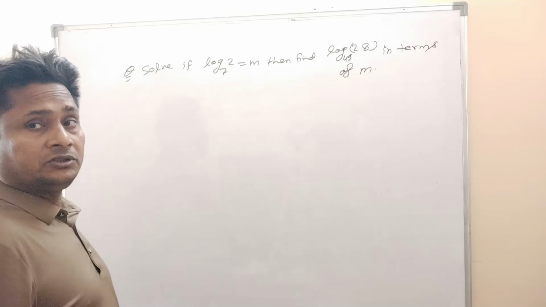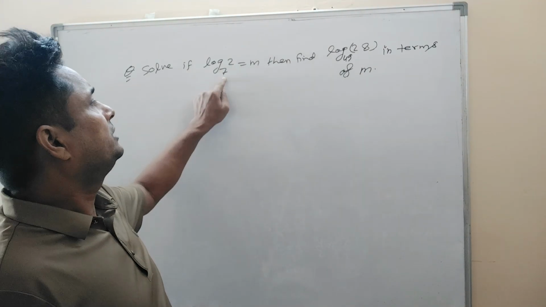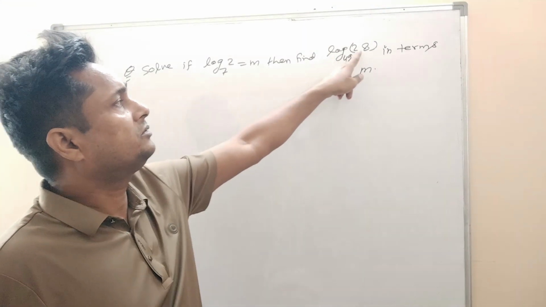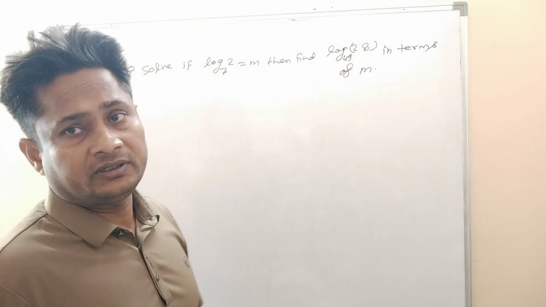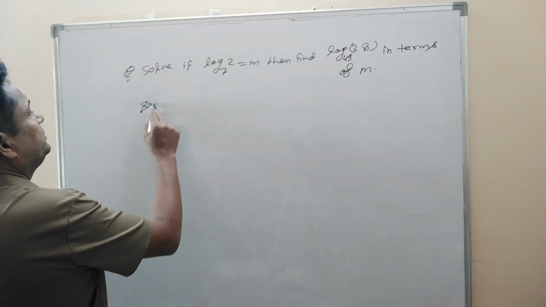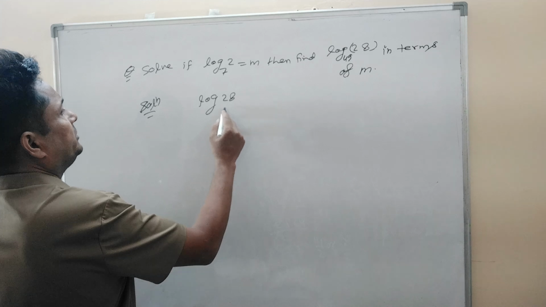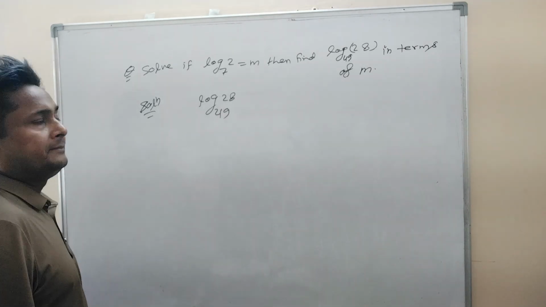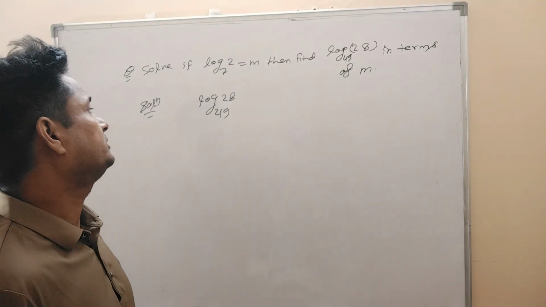Now let's solve this question. It is given that if log 2 base 7 is equal to m, then you have to find the value of log 28 base 49 in terms of m. So what will be the solution? Log of 28 base 49. Now you have to solve this. You have to find the value of this one.